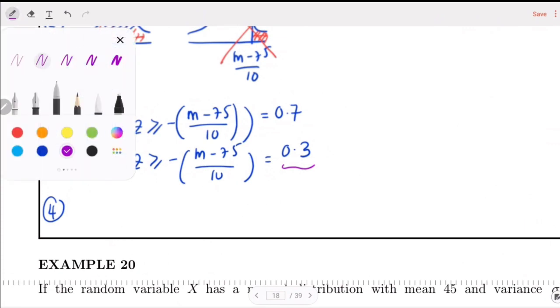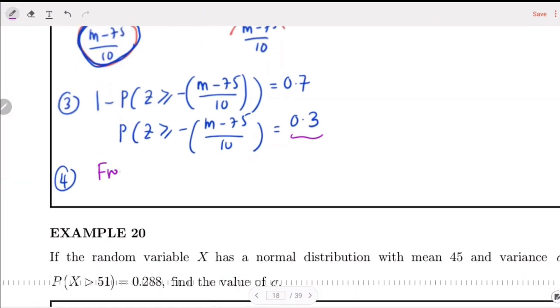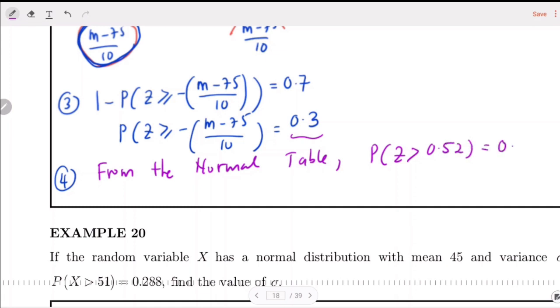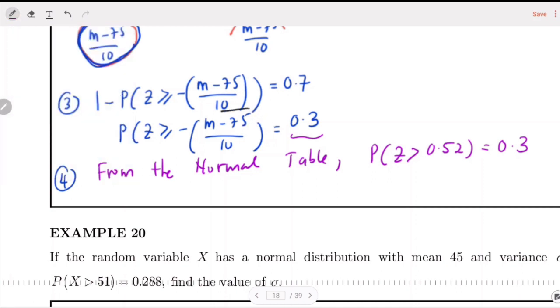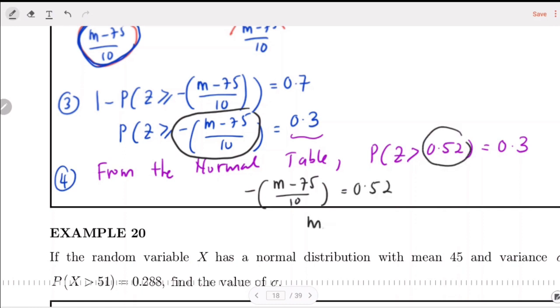From the standard normal table, we could see that the probability for Z greater than 0.52 will give us the probability of 0.3. And then you just compare the value here. Negative, M minus 75 divided by 10, is equal to 0.52. And then rearrange until we get the value of M, which is 69.8.